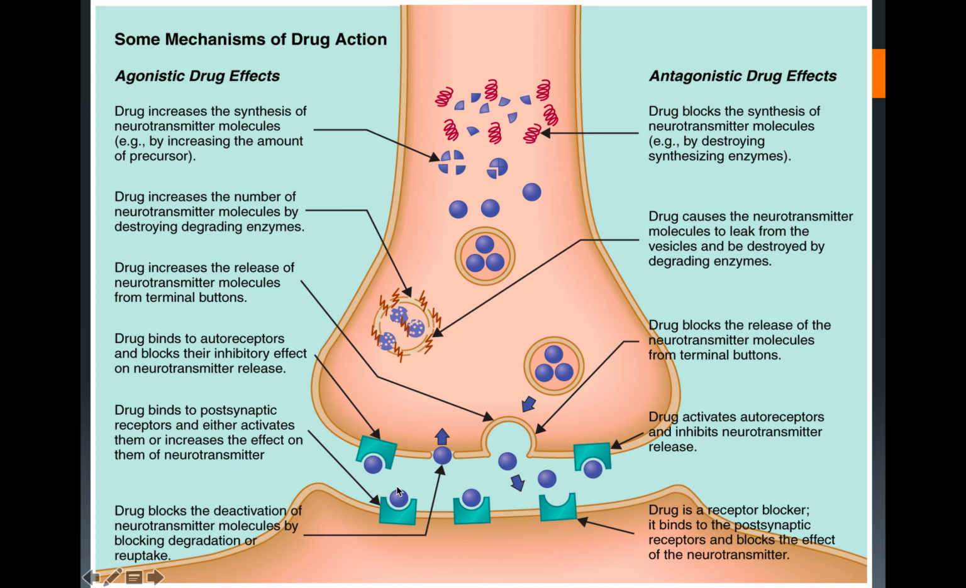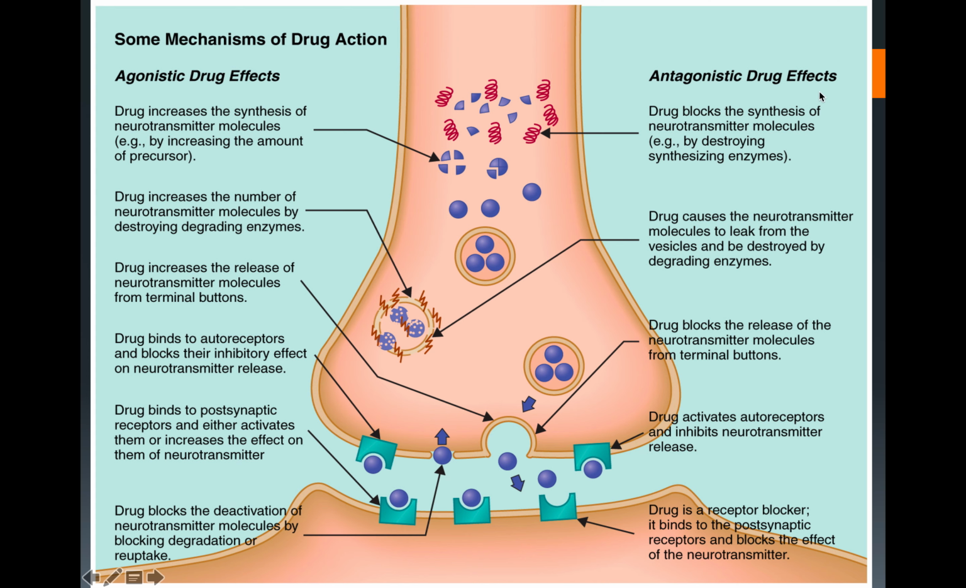They could bind to the postsynaptic receptor and activate it like the neurotransmitter normally would. Or they could block deactivation. So they could block the reuptake, like the selective serotonin reuptake inhibitors do, or they could interfere with the deactivating enzymes. So all of those things would increase the effect of a neurotransmitter.